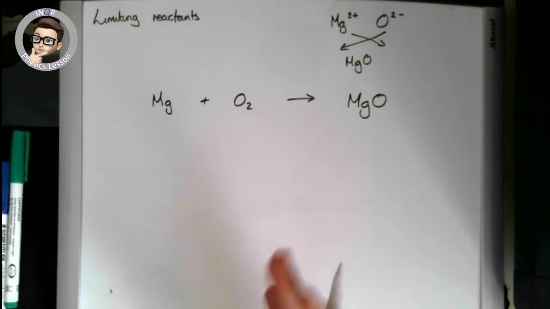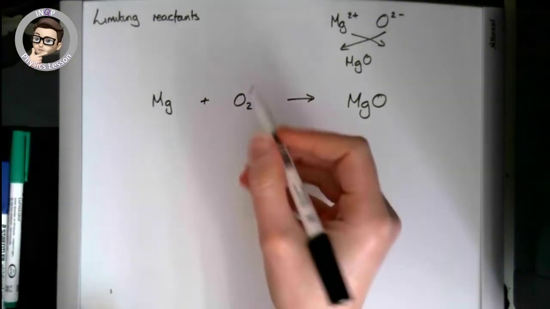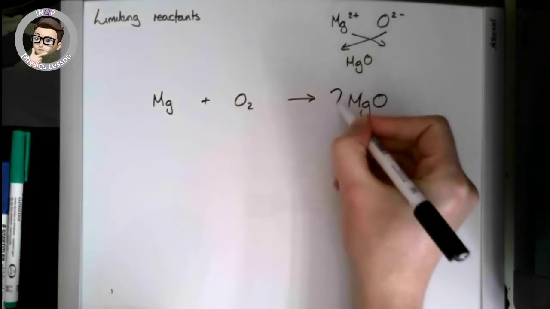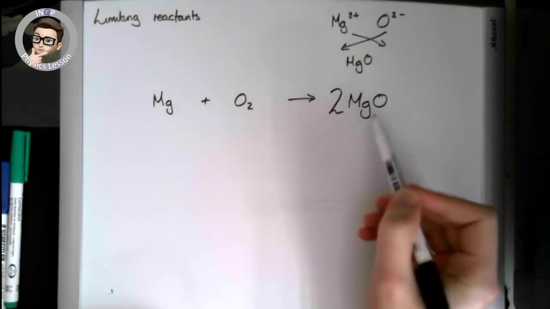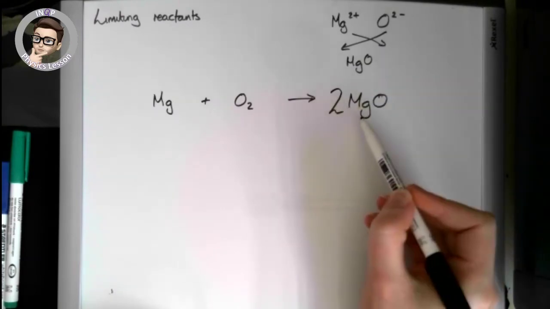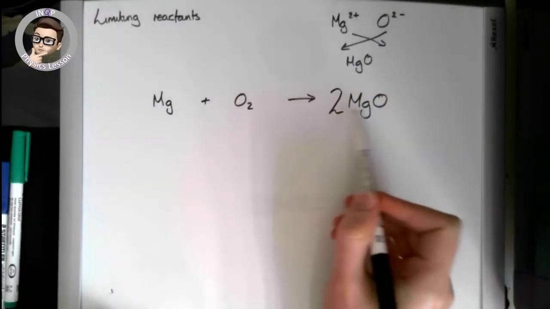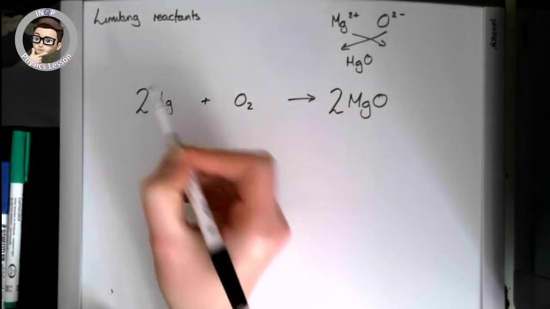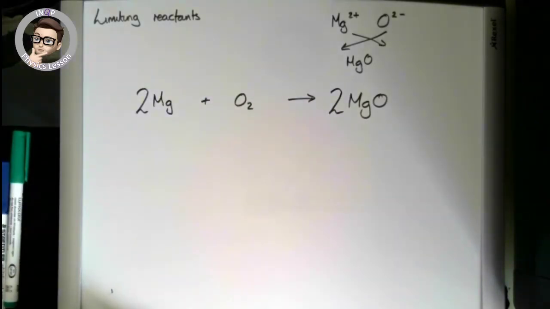It's not balanced, is it? So let's make sure it's balanced. I've got 2 oxygens on this side. The only way to have 2 oxygens on this side is to put a big 2 in front of my MgO. I can't change the chemical structure of it. I can only have 2 lots of MgO. Now I've got 2 Mgs on this side and only 1 on this side. So I'm going to put a big 2 in front of my Mgs on that side.